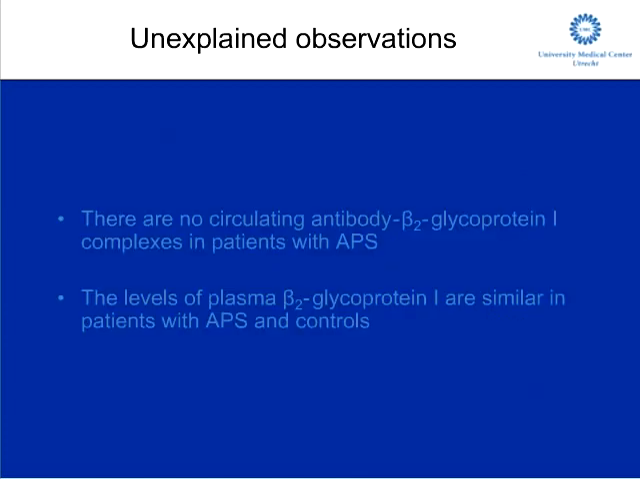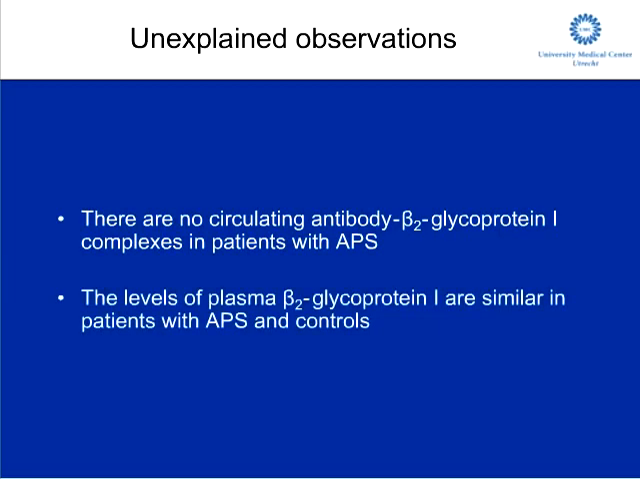One of the things I always wondered about was that there were no circulating antibody-beta-2-glycoprotein 1 complexes in these patients. Also, the level of beta-2-glycoprotein 1 in these patients is similar to that in controls. If you have autoantibodies against other clotting factors, you always see that the level of these clotting factors decreases tremendously. It binds to the protein and is cleared from the circulation. Apparently, this does not happen in this syndrome.